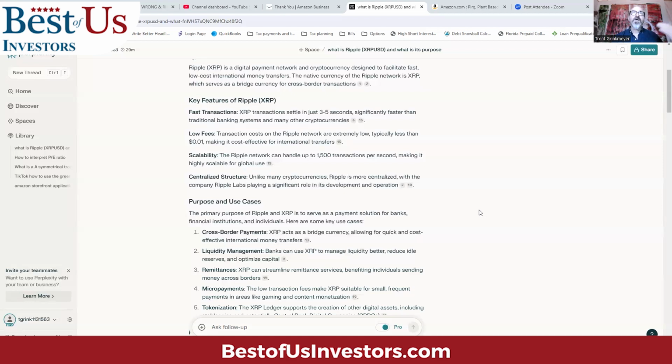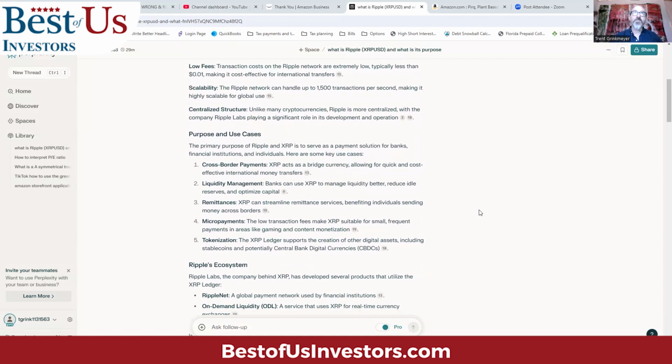Now let's talk about purposes and use cases. Cross-border payments: XRP acts as a bridge currency, allowing for quicker and cost-effective international money transfers. Liquidity management: banks can use Ripple or XRP to manage liquidity better, reduce idle reserves, and optimize capital. That's very important if you're in the banking system. Remittance: XRP can streamline remittance services, benefiting individuals sending money across borders.